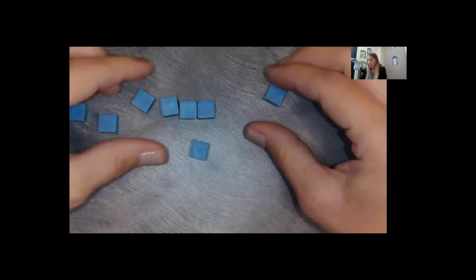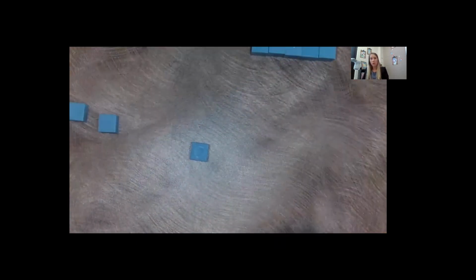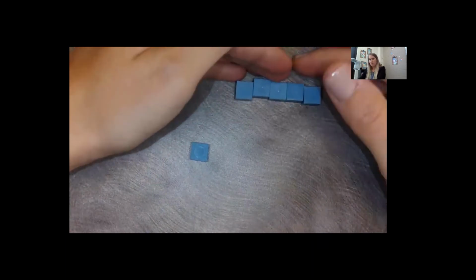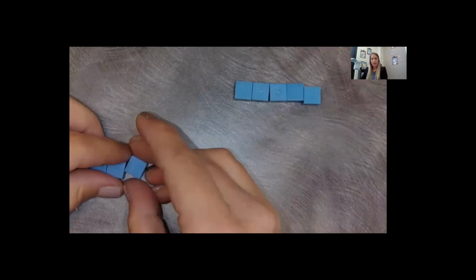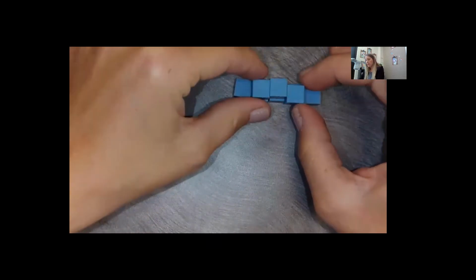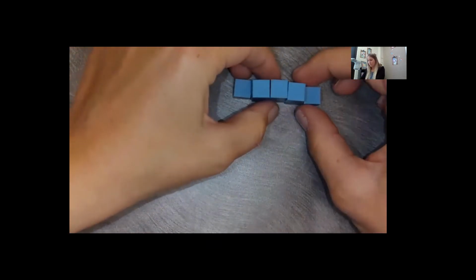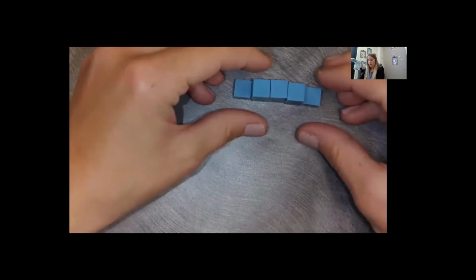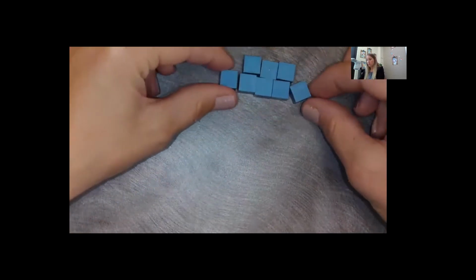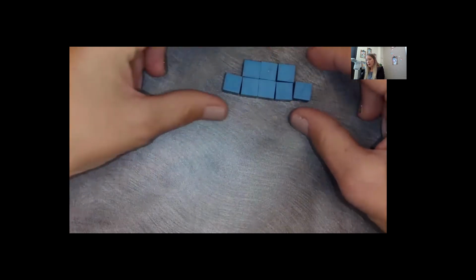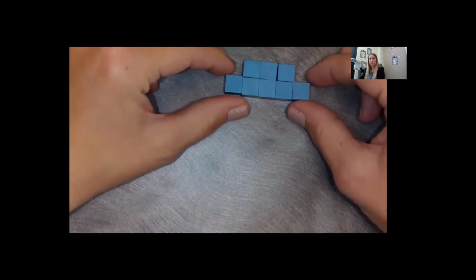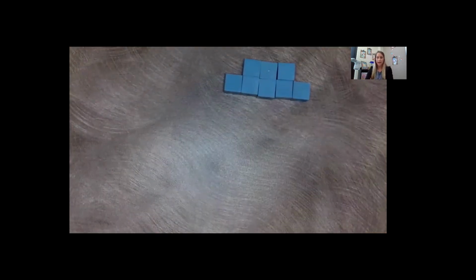Now, what happens if I arrange my unit cubes with a row of 5 and then a row of 3 stacked on top? I'm going to show you that from the top, and then let me turn it over and show you it from the side. Now, think about what you saw from the top. Think about what you see from the side with those unit cubes in that formation. Would this make a rectangular prism?